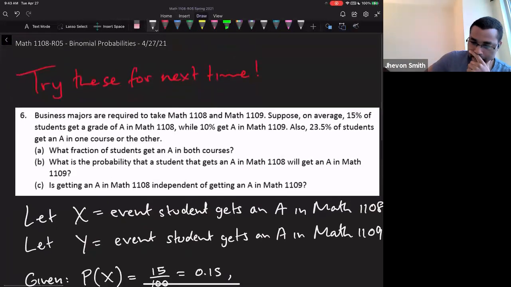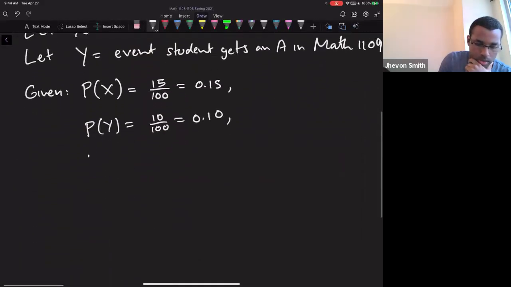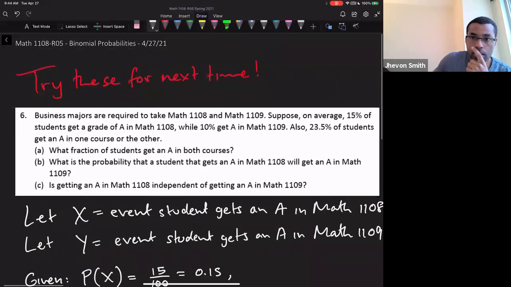And we know that 23.5% get an A in one course or the other. So what is that probability? What are they just telling me? P of what? That 23.5% would be probability of what?